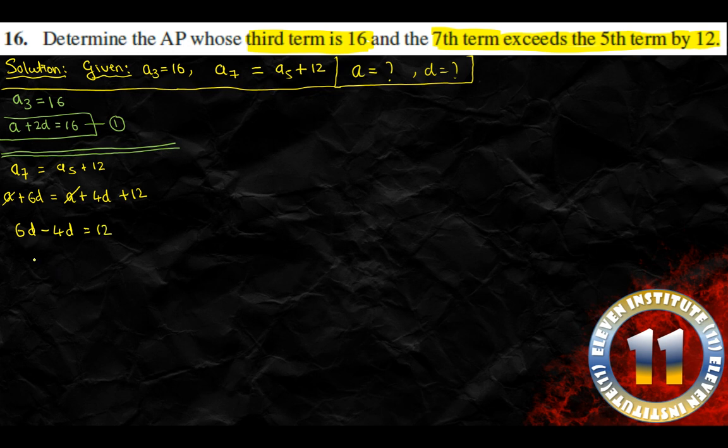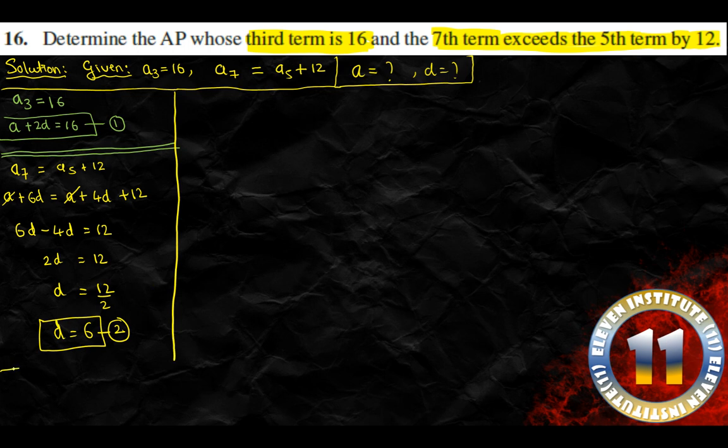Now 6D minus 4D is 2D is equal to 12. 2 goes to the other side. So D will be equal to 12 upon 2, or we can write D is equal to 6. So we expected another equation, but instead of that we directly get the value of D over here. D is equal to 6, and we will put this as equation number 2. Now the story is very much clear and simple. We have to just substitute this value of D in equation number 1. Let us do that.